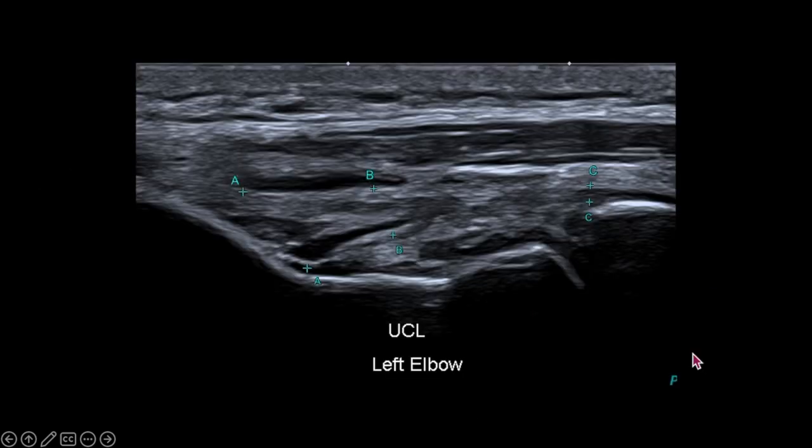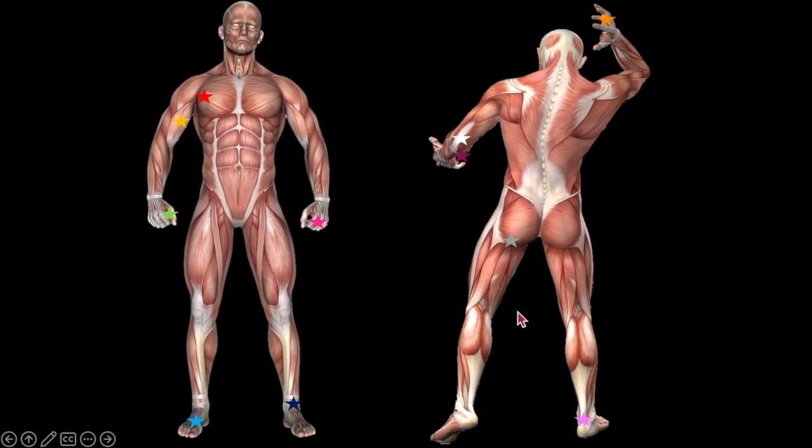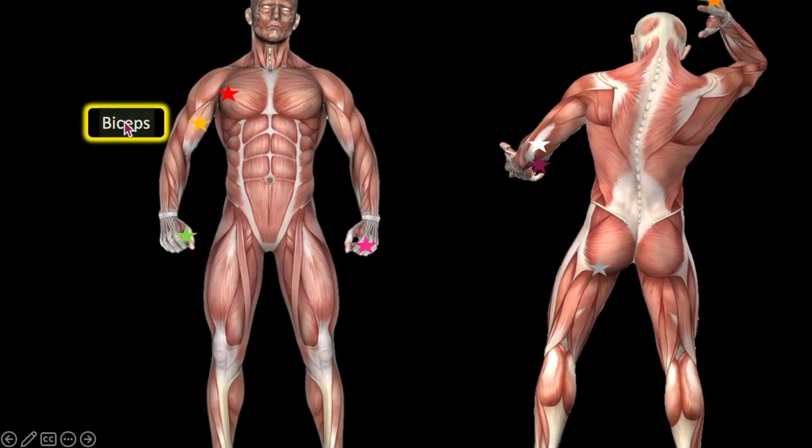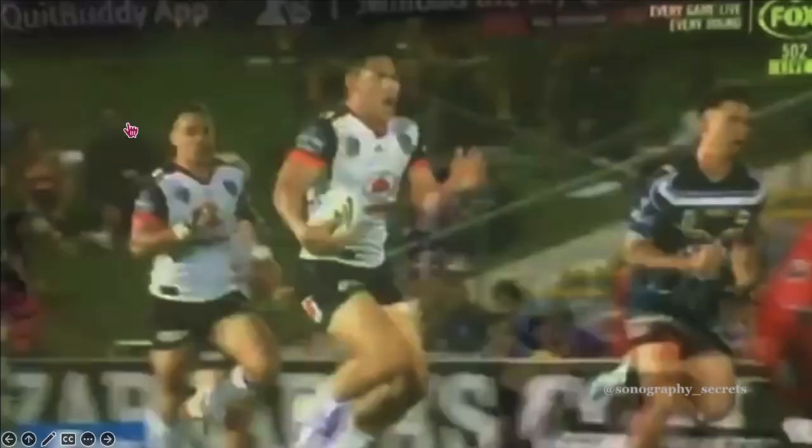In this case, we've got a partial tear of the anterior UCL in an AFLW athlete who missed no game time for this injury. And here we've got a complete tear of the UCL, or a Tommy John injury, in a javelin athlete.